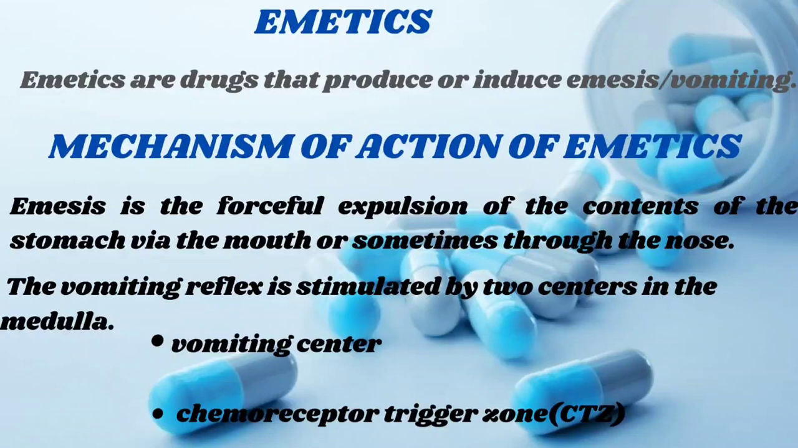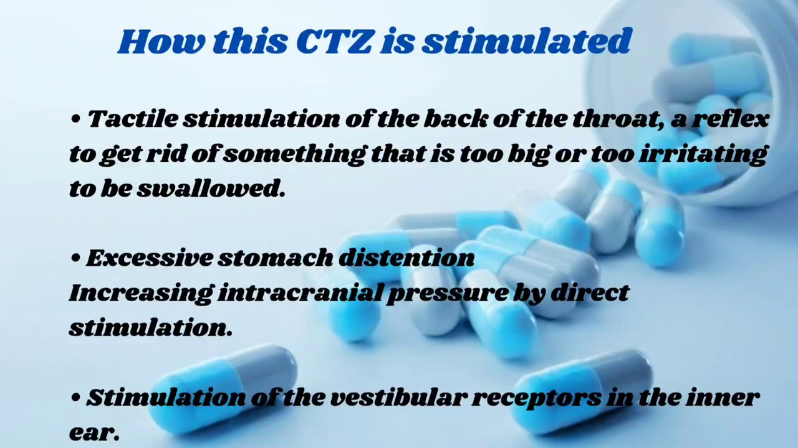Emesis is the forceful expulsion of the contents of the stomach via the mouth, or sometimes through the nose. The vomiting reflex is stimulated by two centers in the medulla: the vomiting center and the chemoreceptor trigger zone. How is this CTZ stimulated? Tactile stimulation of the back of the throat, a reflex to get rid of something that is too big or too irritating to be swallowed.